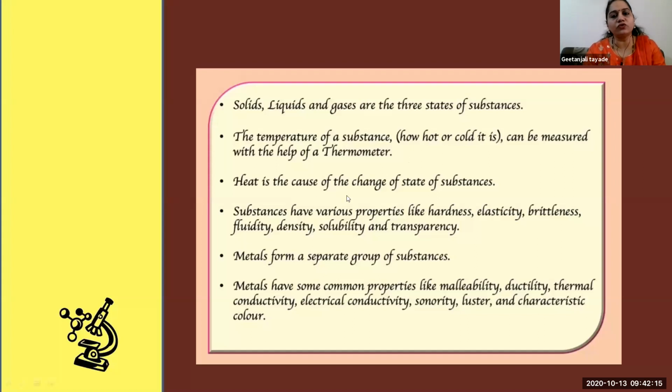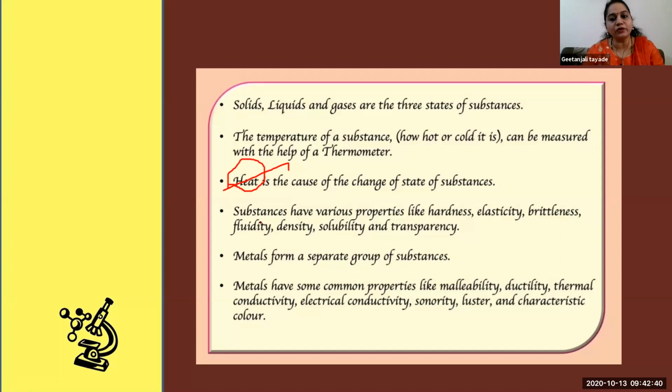Heat is the cause of a change of a substance. This is a very important one, because heat is the cause of change in substances. Heat is a very important factor. Then substances have various properties like hardness, elasticity, brittleness, fluidity, density, solubility, and transparency.